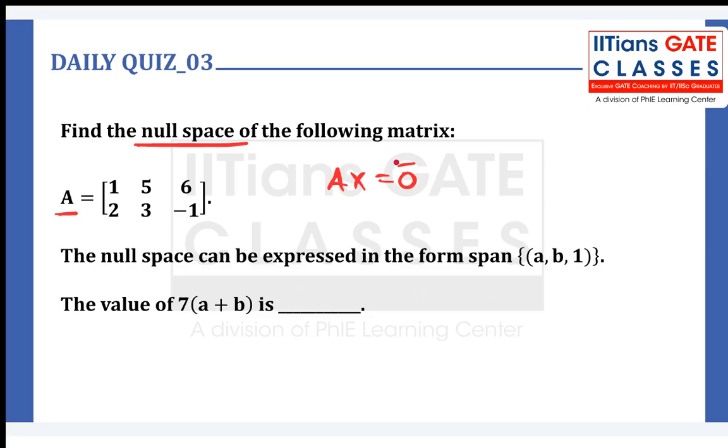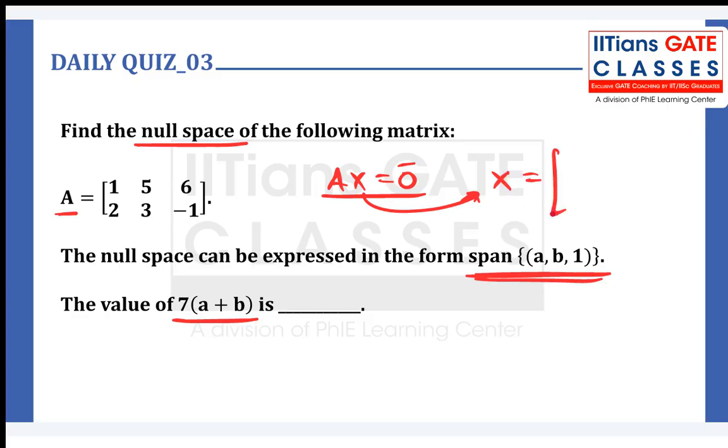Okay. And they are saying the null space can be expressed in the form of span of (A, B, 1), and then we have to find the value of 7A plus B. Okay, so let's find first the null space and then we'll write it in this form and see what happens. Okay, so let's define x as an (x, y, z) column vector.